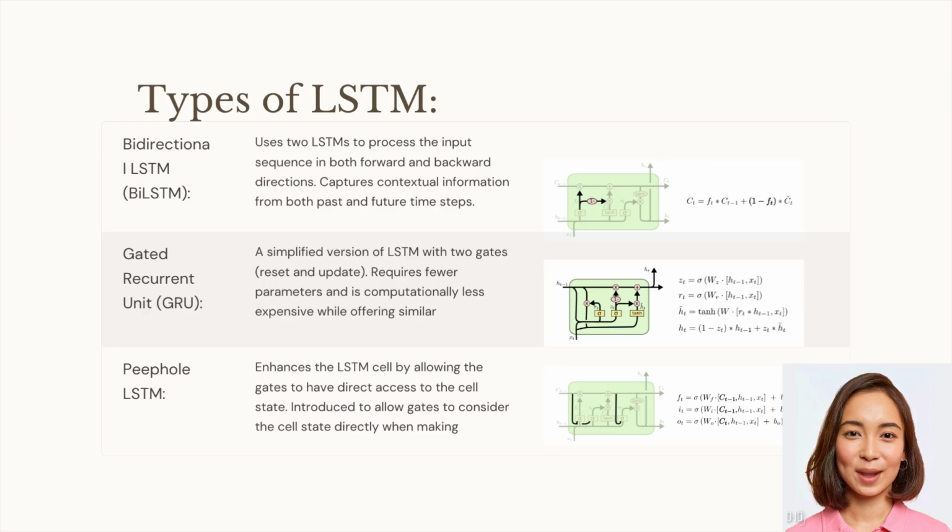Types of LSTM. Bidirectional LSTM. Bi-LSTM uses two LSTMs to process the input sequence in both forward and backward directions. Captures contextual information from both past and future time steps. Gated recurrent unit, GRU, a simplified version of LSTM with two gates, reset and update. Requires fewer parameters and is computationally less expensive while offering similar performance. Peephole LSTM enhances the LSTM cell by allowing the gates to have direct access to the cell state.